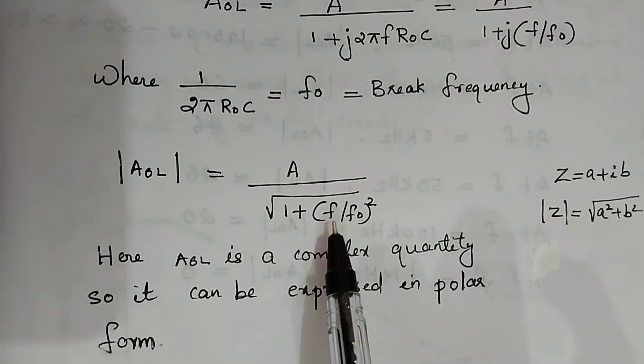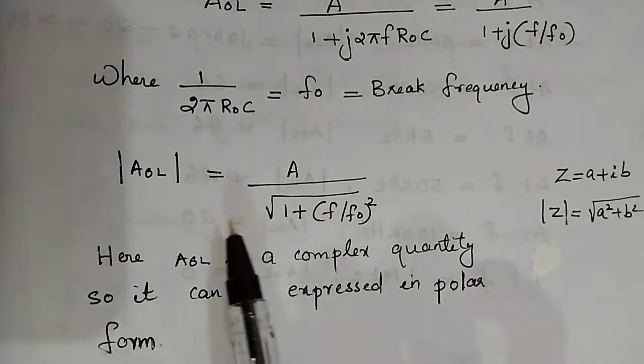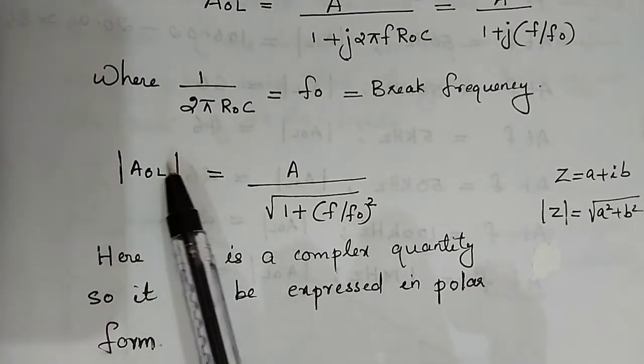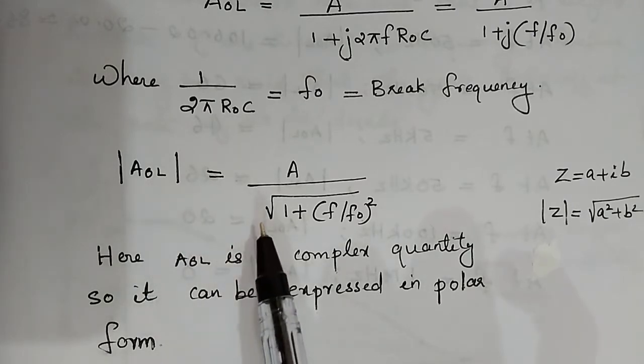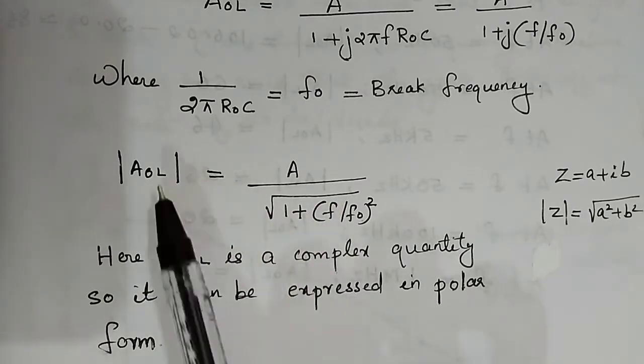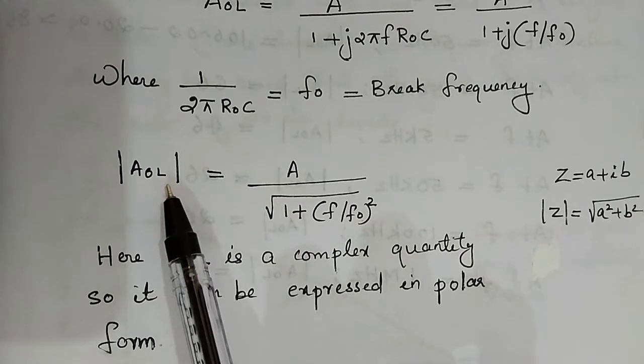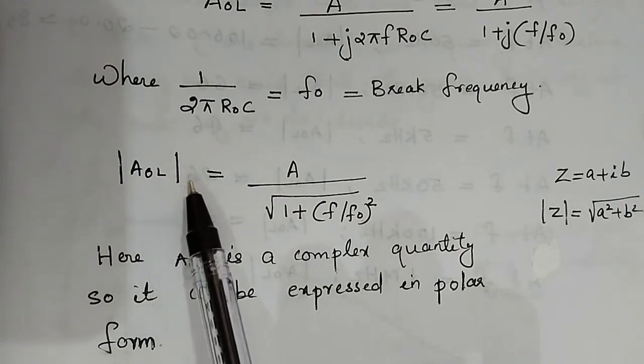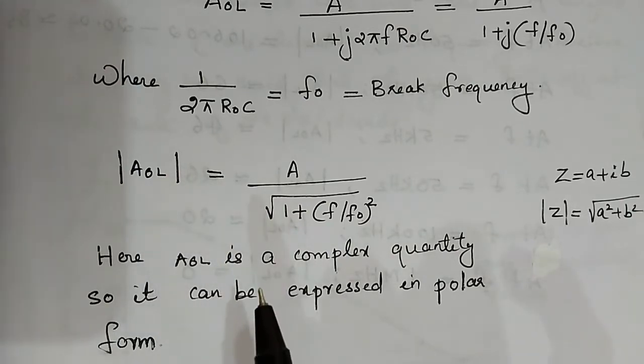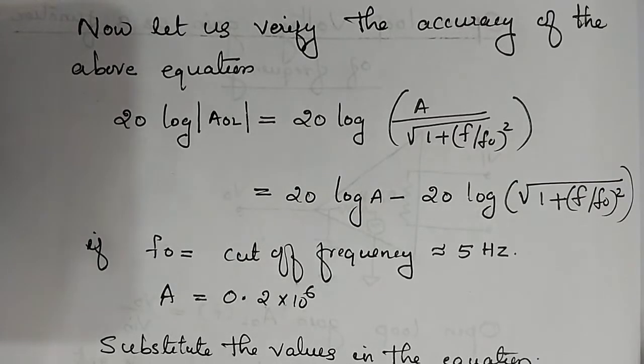We already know frequency varies, then the open loop gain also varies. At a high frequency range, the open loop gain decreases or rolls off at a certain value. Now, let us verify the accuracy of the equation. Modulus of AOL is equal to A divided by root of 1 plus (F by F0) the whole square.